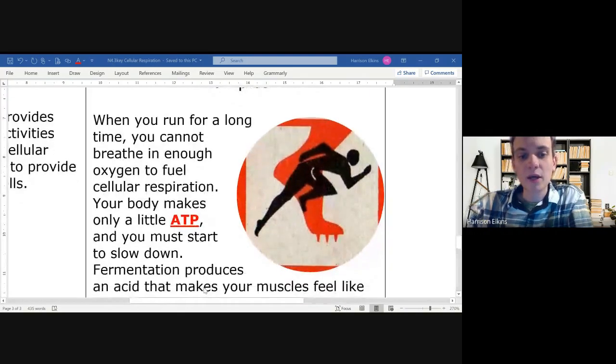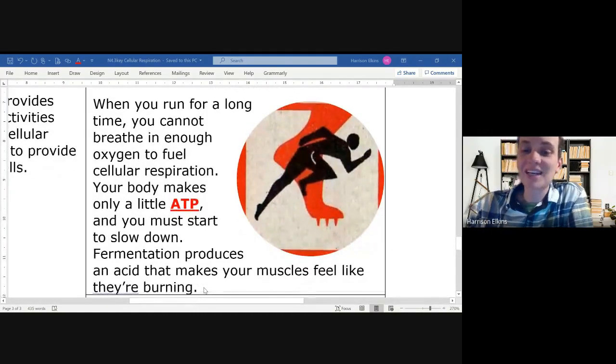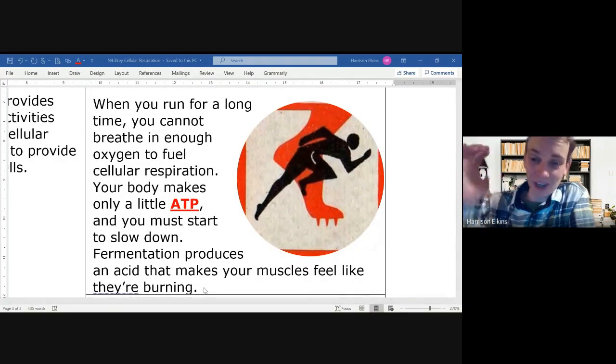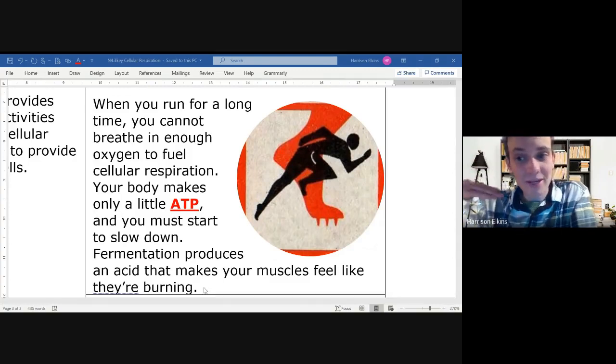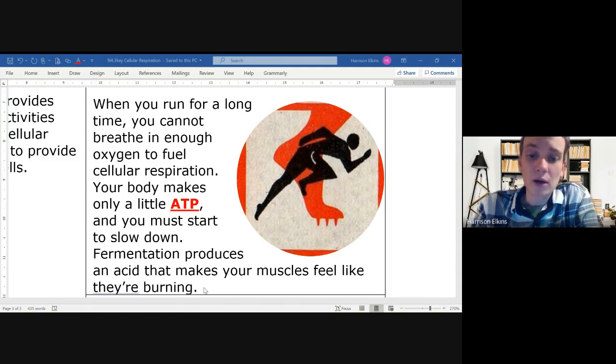Now, fermentation is going to produce an acid, and that's going to make your muscles feel like they're burning. Fermentation will produce some carbon dioxide. It'll be producing some acid, lactic acid, which could actually make your muscles sore. So that's part of why your muscles will feel sore after, maybe you're running cross country or doing something really energetic, where you were probably doing fermentation because you didn't have enough oxygen, so you were just getting by with a little amount of ATP per the amount of glucose molecules that you ate.